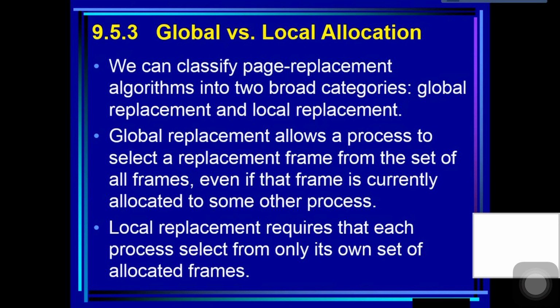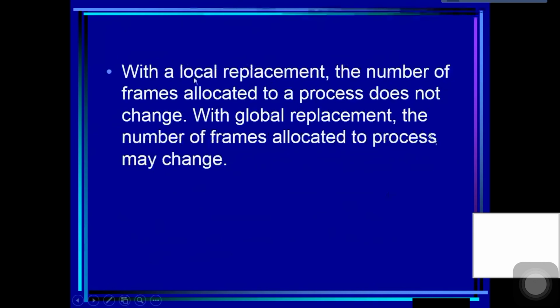That is, one process can take a frame from another, while local replacement requires that each process select from only its own set of allocated frames. With a local replacement, the number of frames allocated to a process does not change, while with global replacement, the number of frames allocated to the process may change.